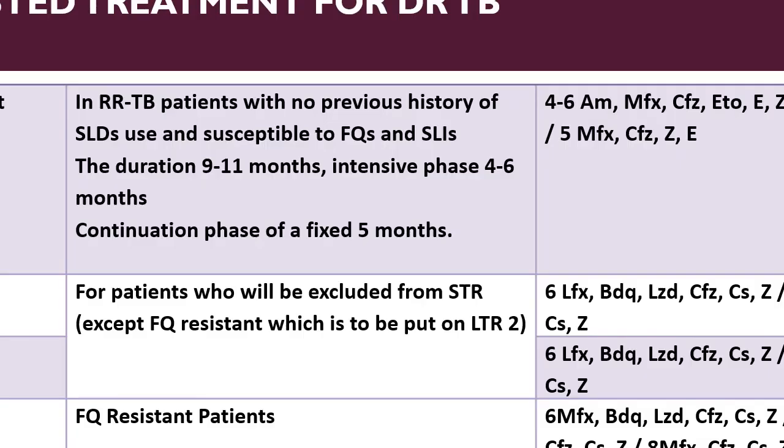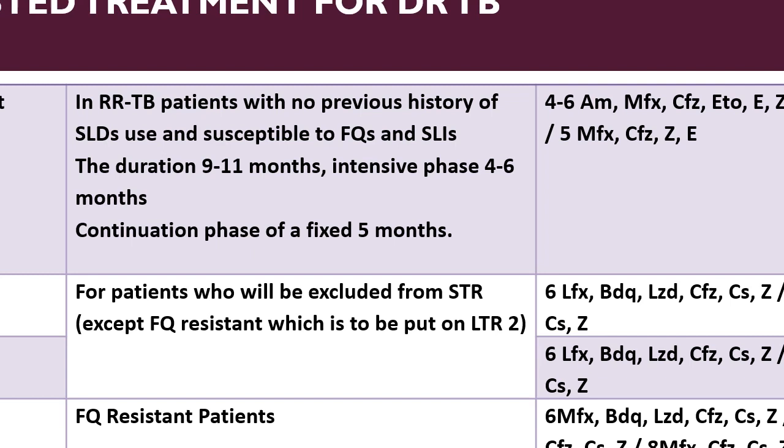What people at the PMDT site do is they can give a short treatment regimen to the patient, which is for 9 to 11 months. The intensive phase in this case can be for 4 to 6 months, and the continuation phase is for 5 months. And we can see that the intensive phase includes 5 to 6 drugs, and the continuation phase includes 4 drugs. Then there is a regimen for the patient in whom fluoroquinolone resistance is not excluded.